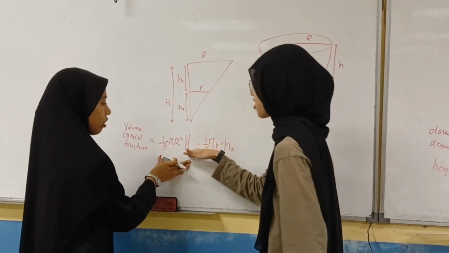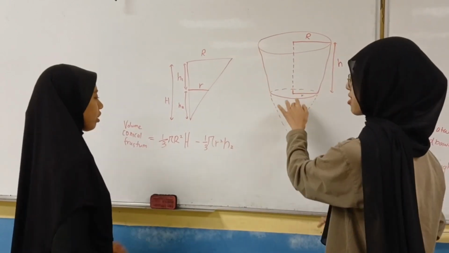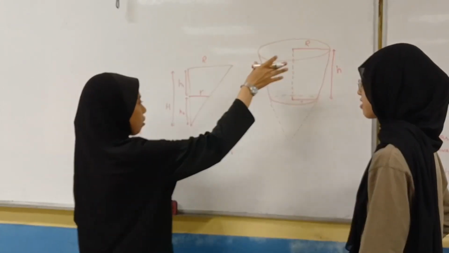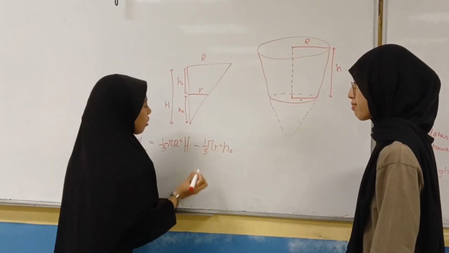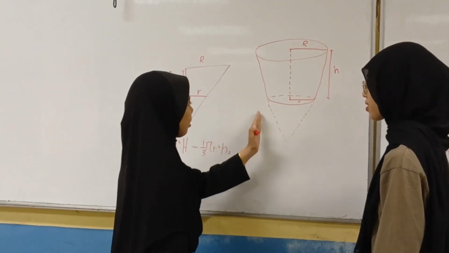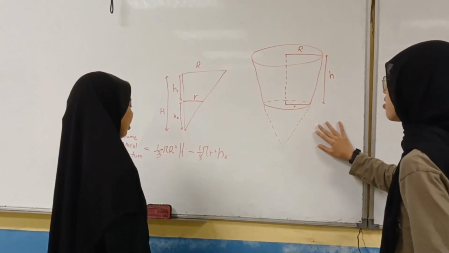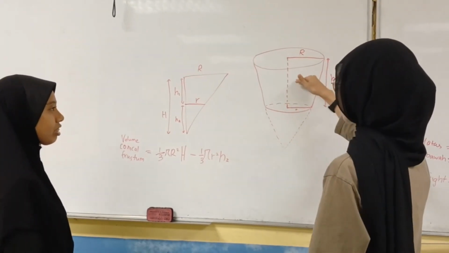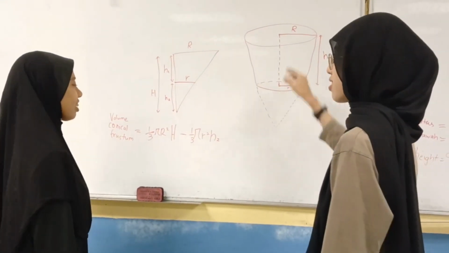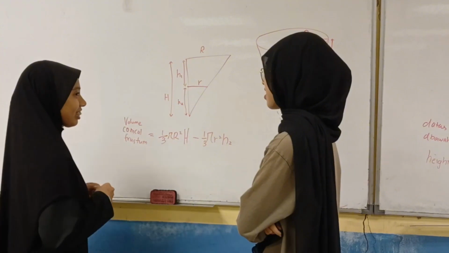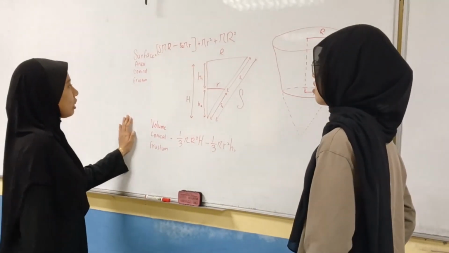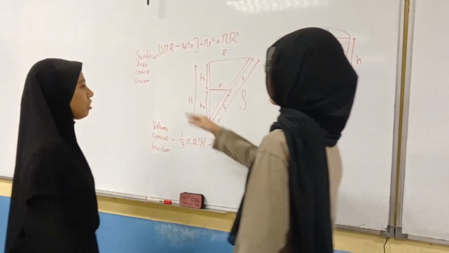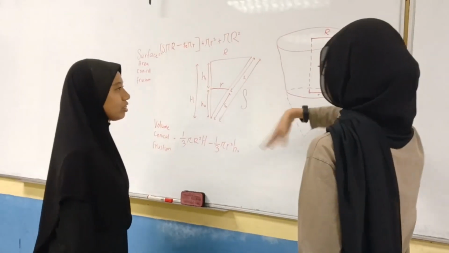So is this the formula for the big cone, like the big one before it was cut into the ramen cup? Yes. This is the volume for the big cone minus the small cone. I see. So we cut off this big cone and we subtract this volume, so we can get this volume. Right? Yes. So how about the surface area? About the surface area, this is the surface area formula for the conical frustum. I see. So this is the surface area formula for this big cone, right? Yes.